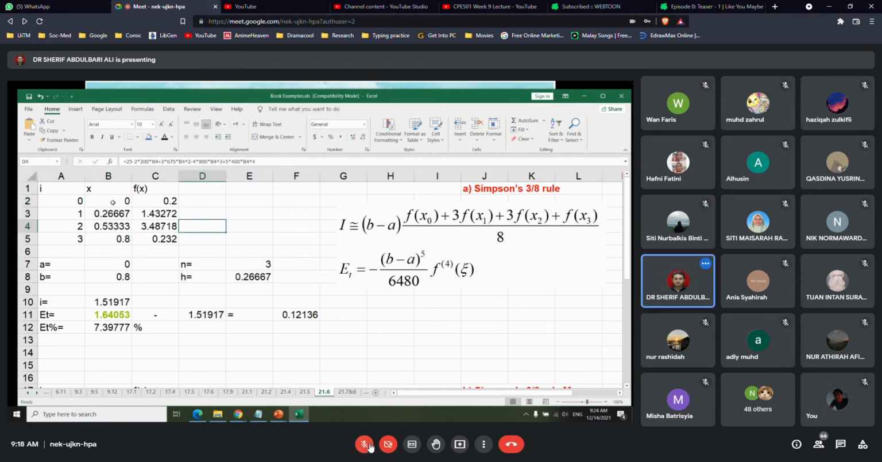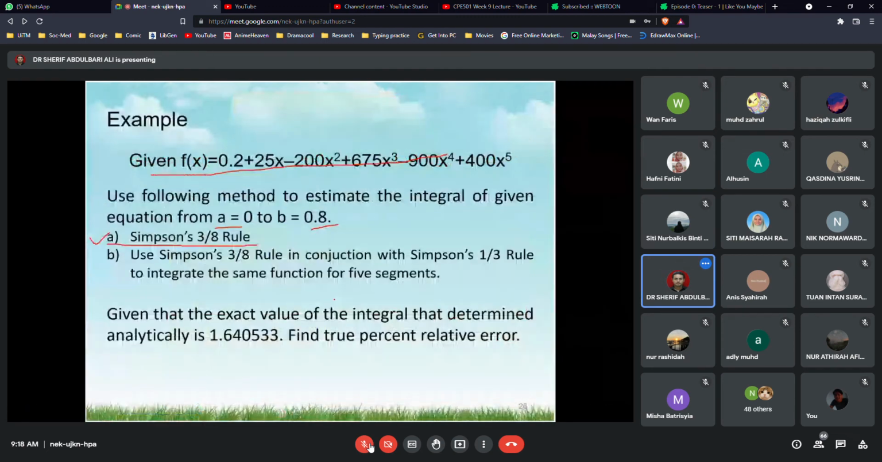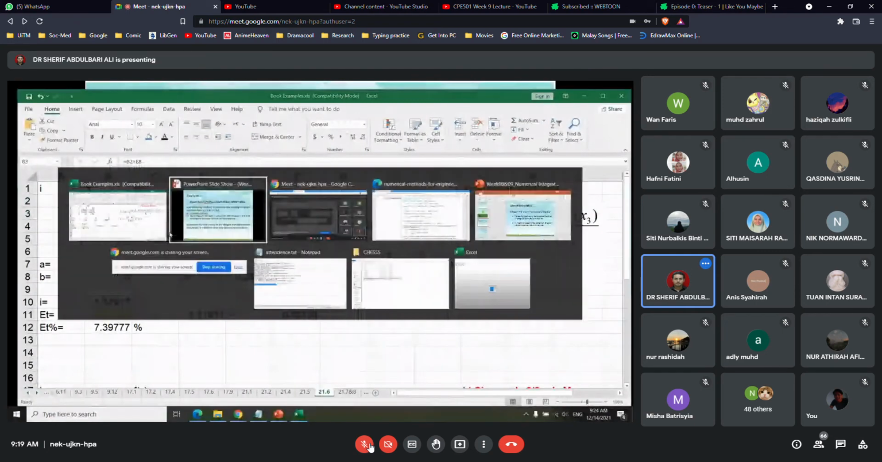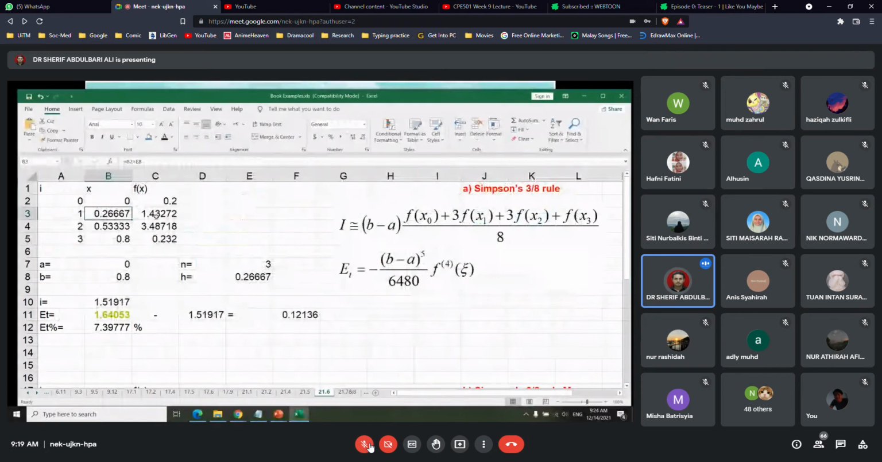Okay, so these values you are going to put inside the original function, which is this one. So when x is equal to 0, you get the answer of 0.2. When x is equal to 0.26, this function here will be equal to 1.4, and so on. So you get all the values of the function now.